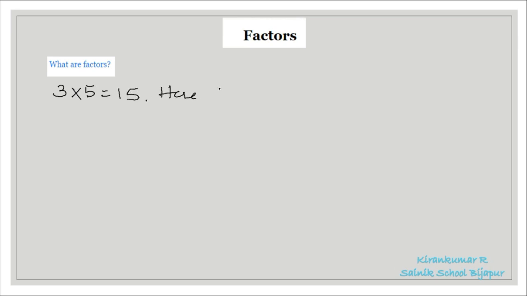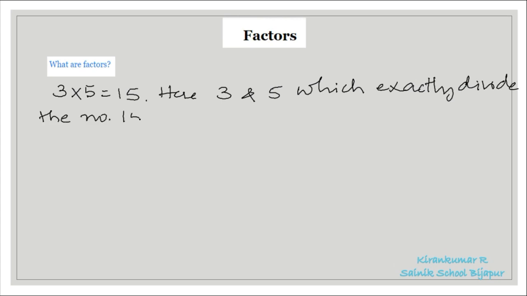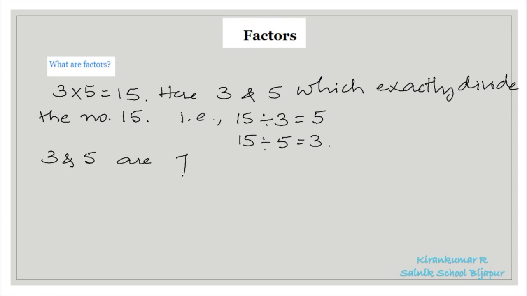Here 3 and 5 exactly divide the number 15. That is, when 15 is divided by 3, we get the result as 5. When 15 is divided by 5, we get the result as 3. This 3 and 5 are factors of 15.